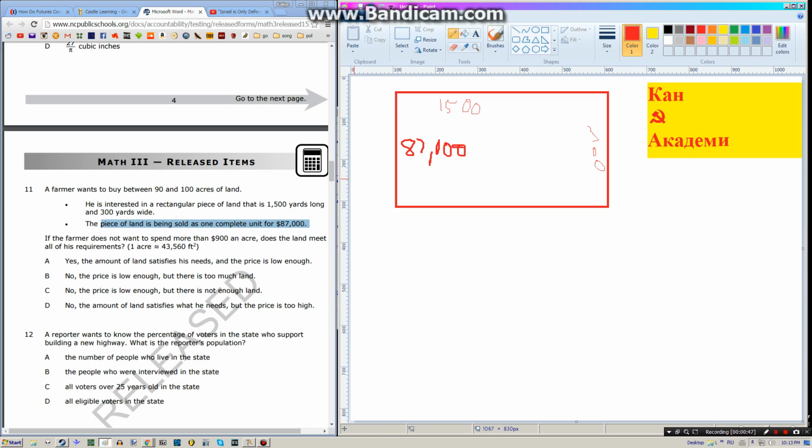87,000. That's the total for this amount, and he doesn't want to spend more than 900 for a single acre, which is 43,560 feet squared.